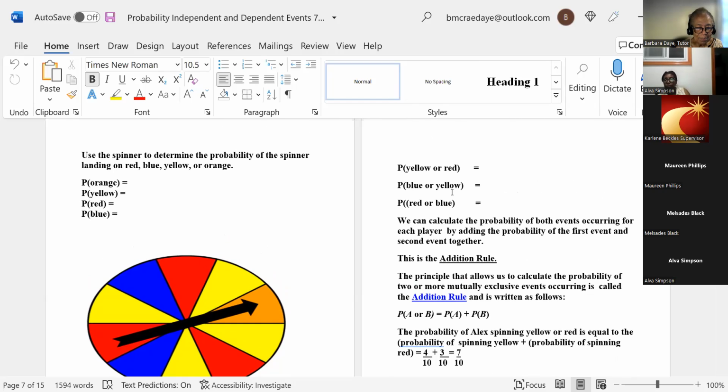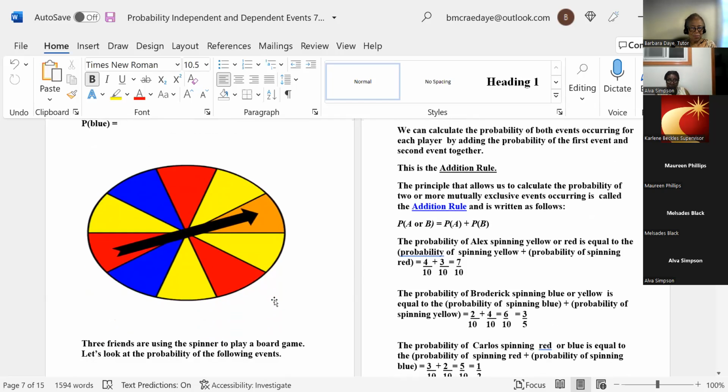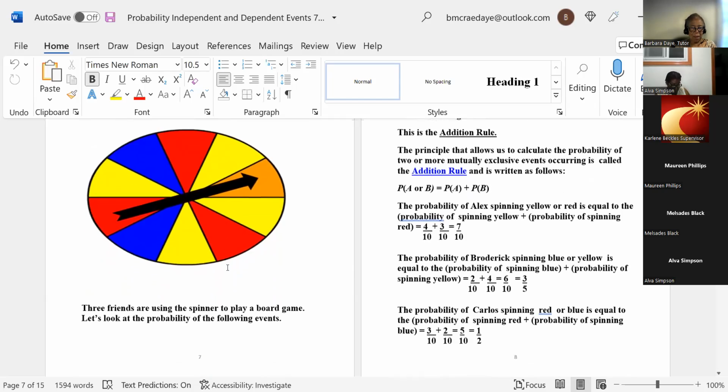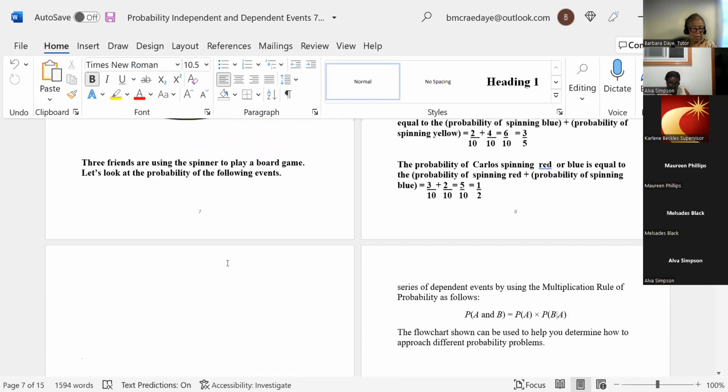Okay. All right. So, say 7/10. I got the 4/10. The 4 was the yellow. And the 3/10 was the red. So I add those two together and I say 7/10. That's the probability of getting a yellow or a red. And then you can do it for a combination of the other colors.